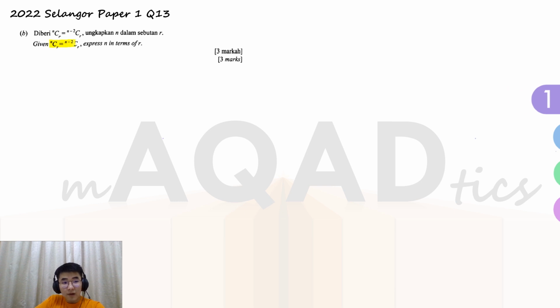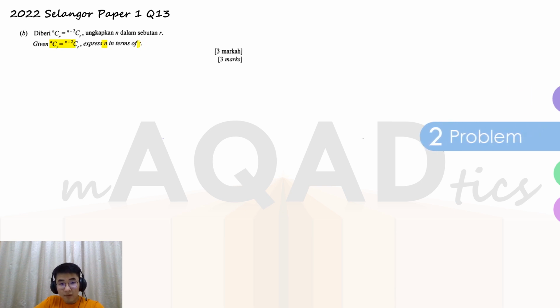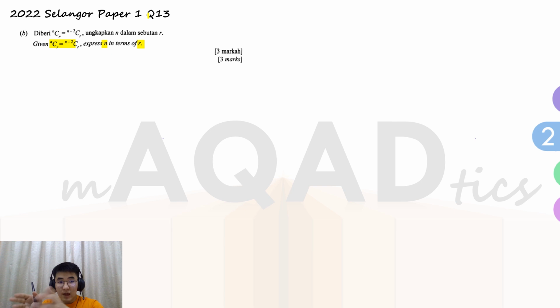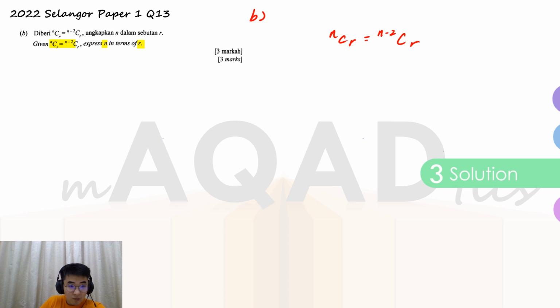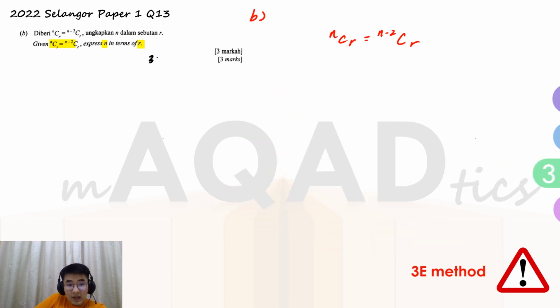We have this equation and we need to express n in terms of r, meaning for the equation, n should be on the left side, r should be on the right side. So now we simplify this equation to find the expression. Okay, so here we can actually use the 3E method.